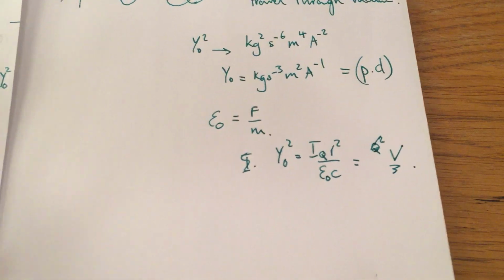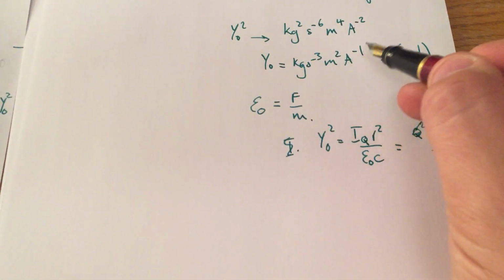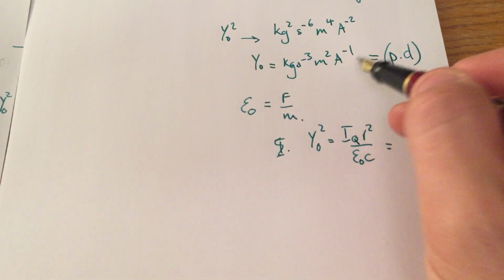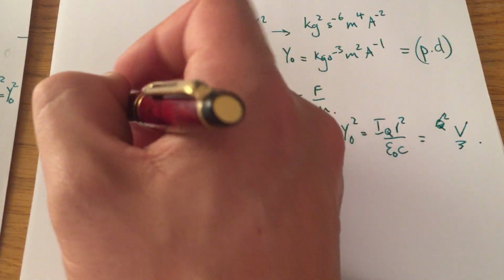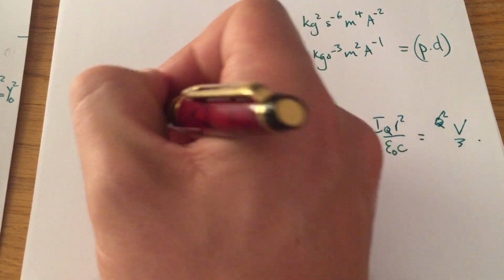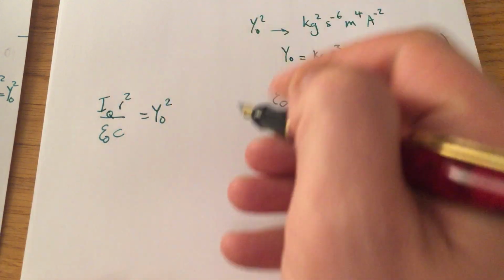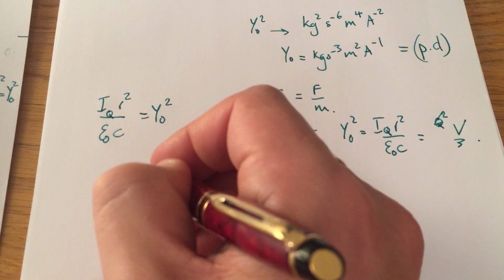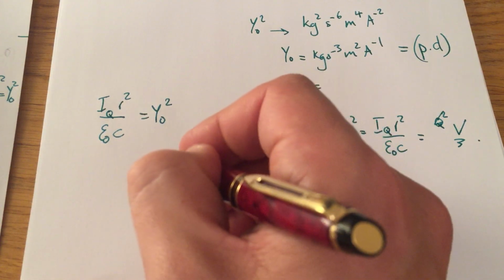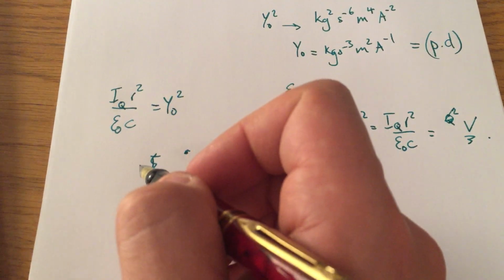No, do you know what? We're going to do it. All right, here we go then. Just to convince you that this does come out to be a volt. But Google that and you'll notice that it does come out to be a volt. So here we go again. Let's go. I Q R squared over E naught C is y naught squared. I Q was given before.